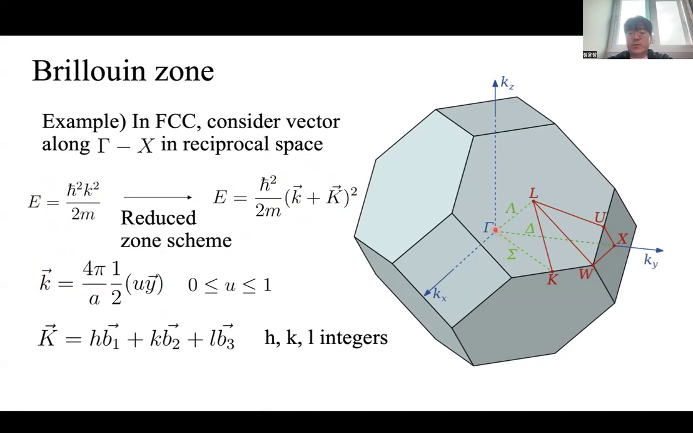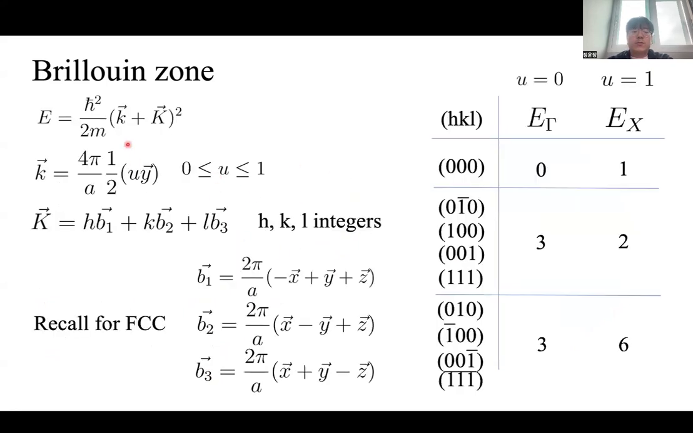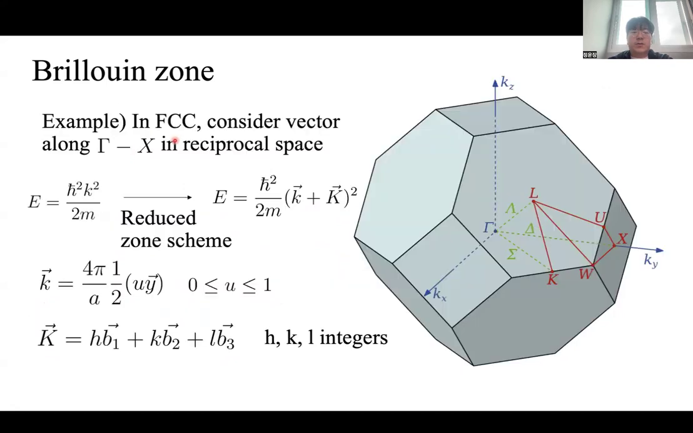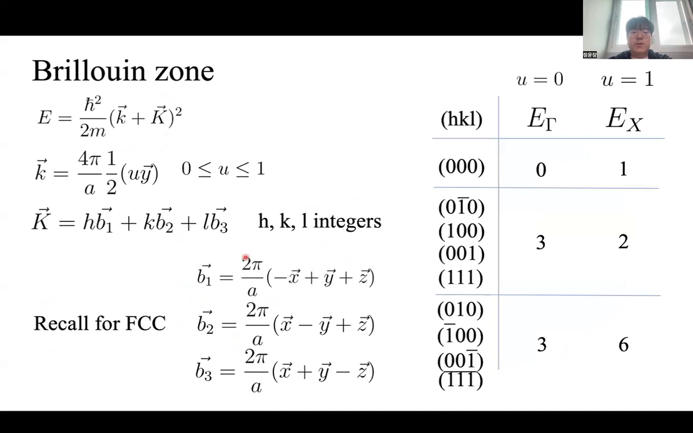I'm looking at the vectors along this direction. Remember, this 2 pi over a comes from the fact of the periodic conditions that I'm using. And this is just a multiplier in between 0 and 1. And then I have all the reciprocal lattice vectors that I can fold back in to satisfy this equation. So if we actually follow this and consider that this is for an FCC crystal, I first look up the reciprocal lattice vectors for FCC. This is what I have.